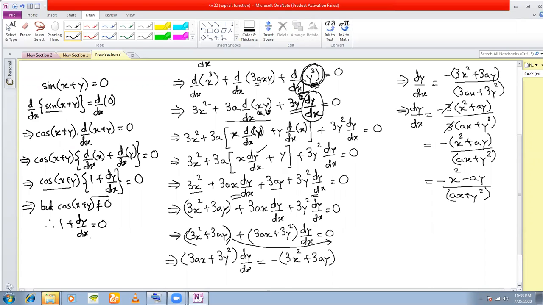Isn't it? This is a product of two functions, right? Product of this into this is equal to 0. That means either this is equal to 0 or this is equal to 0. But this is not equal to 0. Therefore, this must be equal to 0. That means dy/dx must be equal to minus 1.